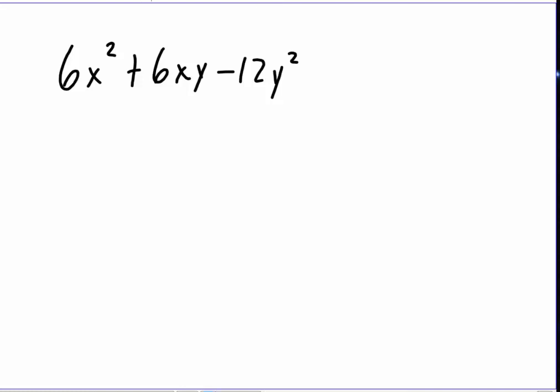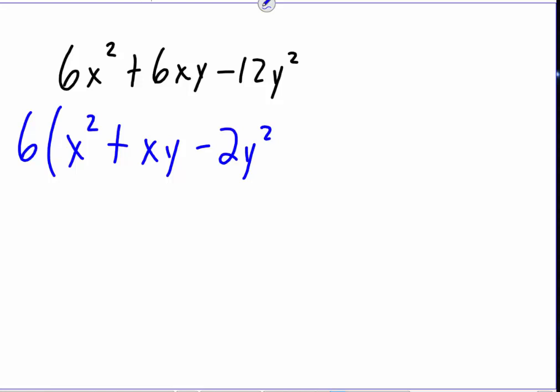Now, I can see that all of them are divisible by 6. But we have to be really careful here because one of the things we're going to want to do is say, oh, well, we can factor an x out of the first two, we can factor a y out of the second two. Okay, but we can't factor it out of all three. So the x's and y's in this case, we cannot factor any of them out. So let's go ahead and just factor the 6 out, and we end up with x squared plus xy minus 2y squared.